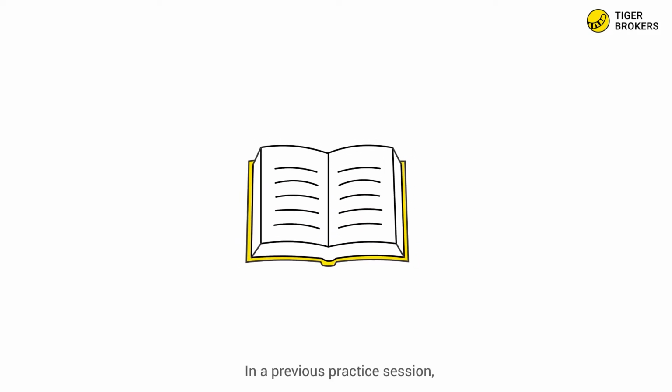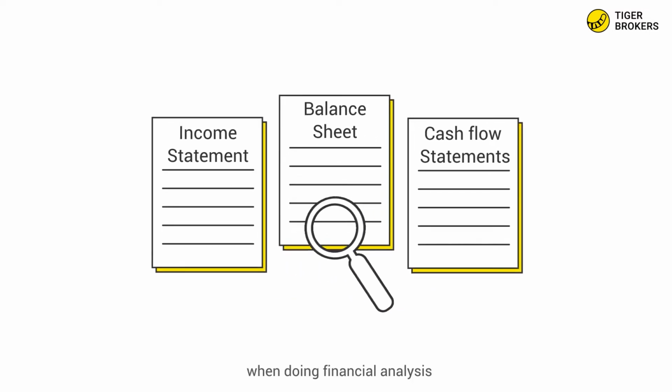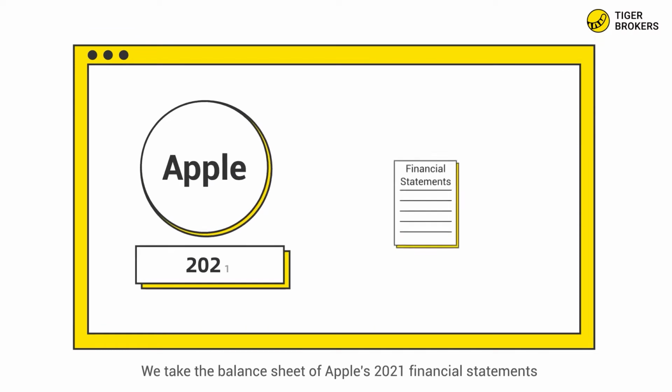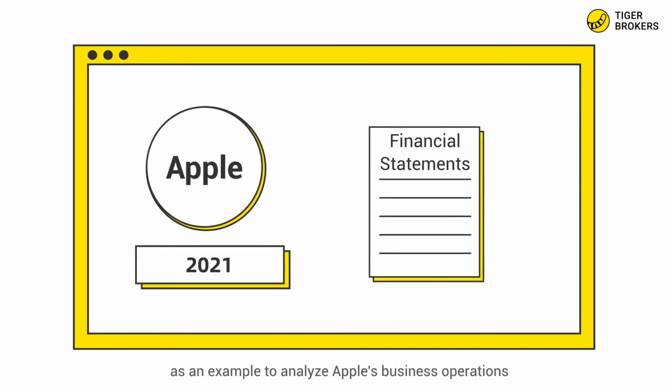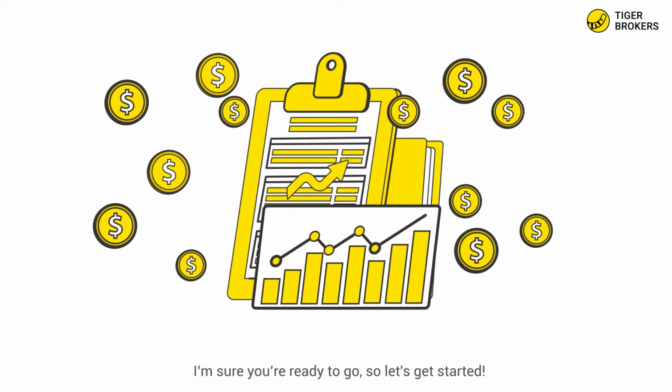In a previous practice session, I mentioned that we need to look at 3 separate statements when doing financial analysis. In this class, we take the balance sheet of Apple's 2021 financial statements as an example to analyze Apple's business operations. I'm sure you're ready to go, so let's get started.